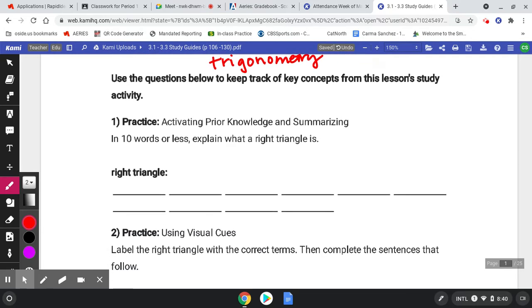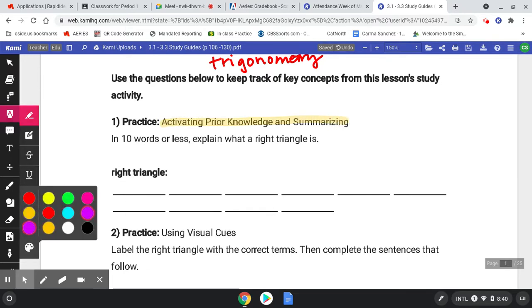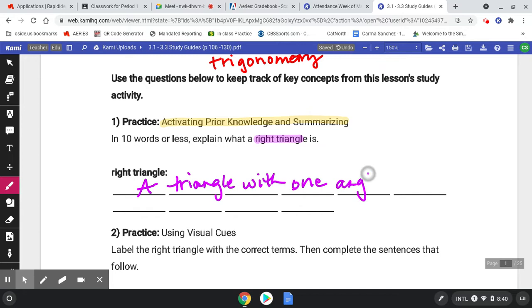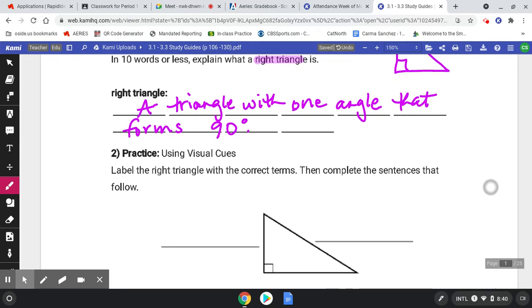Okay, let's go through some prior knowledge and summarizing here with a couple of vocabulary words. We're starting with the first vocab of a right triangle. So remember that a right triangle is a triangle with one angle that forms 90 degrees. Okay, so picture drawing a right triangle. How do we know it's a right triangle? With that little mark in the corner. A triangle with one angle that forms 90 degrees.